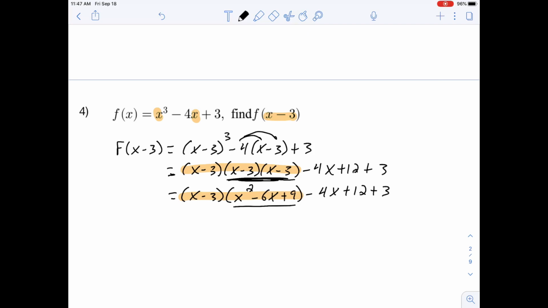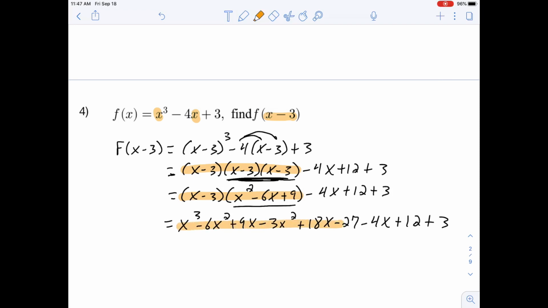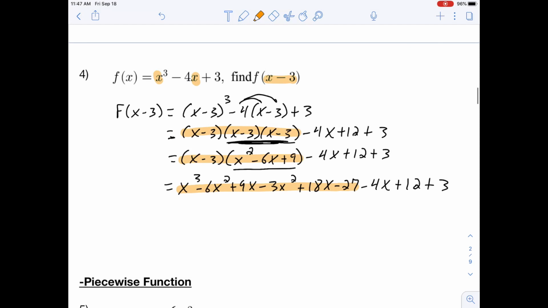Now I'm going to do the distributive property. So I've got a binomial times a trinomial. And I'll go ahead and multiply it all out. So that's going to give you x to the third minus 6x squared plus 9x, then minus 3x squared plus 18x minus 27, and now everything else that I have left. So minus 4x plus 12 plus 3. So again, forgot to put on the highlighter. This is everything that we just multiplied that was highlighted above, the binomial times the trinomial.